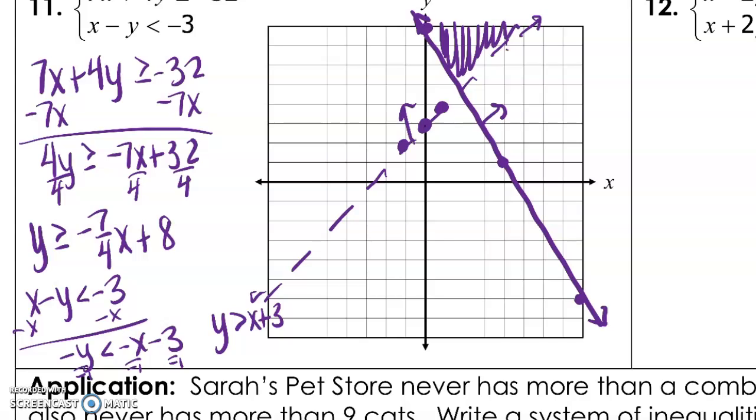So again, graph each one separately, decide if it's dotted or solid and which side you need to shade on, and then shade the spot that would be overlapping.